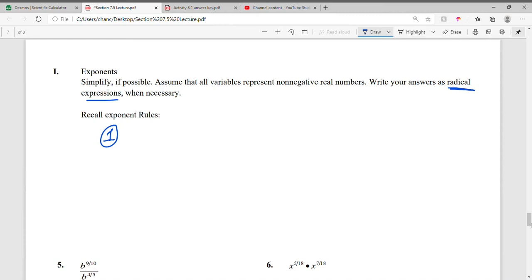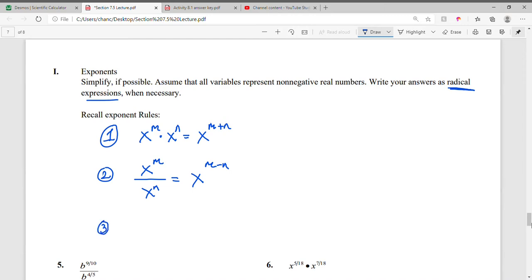The first rule, this is the product rule, x to the m times x to the n. We're going to add the exponents. This is x to the m plus n. The second rule is the quotient rule. x to the m divided by x to the n is equal to x to the m minus n. This is the quotient rule.